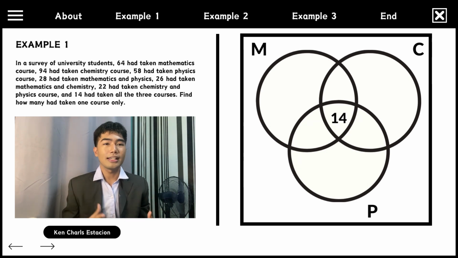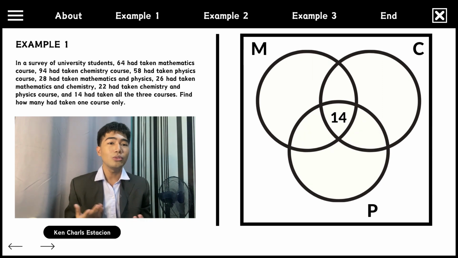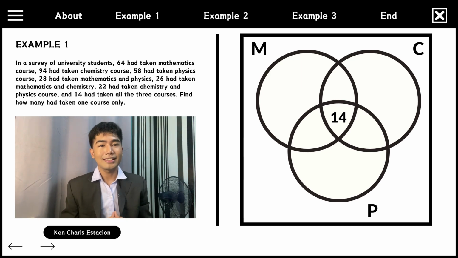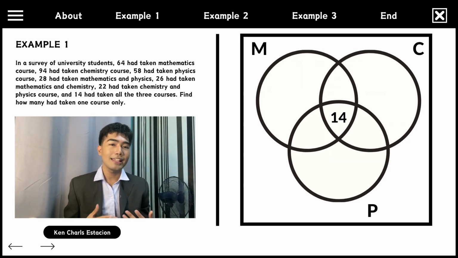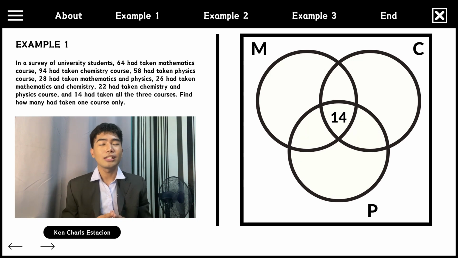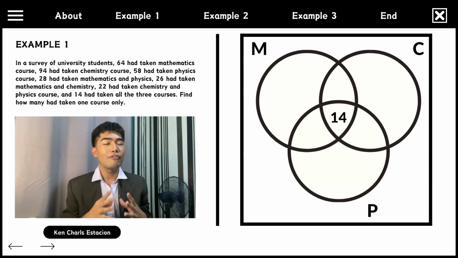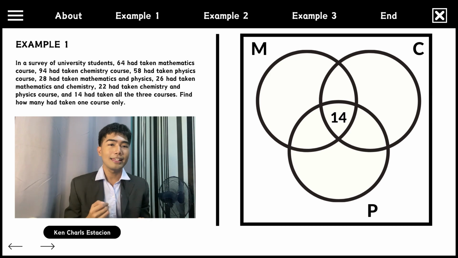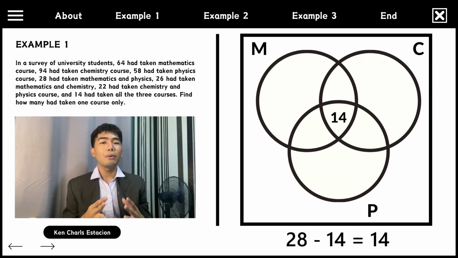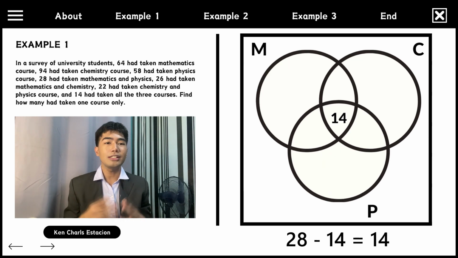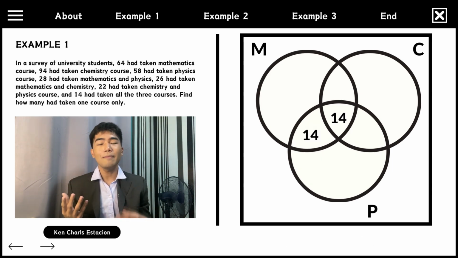Now, to know which students had taken only 2 courses, we find the numbers stating how many students had taken 2 courses from mathematics, chemistry, and physics. The first is 28 people had taken mathematics and physics. It is now time for us to look at the Venn diagram and see where set M and P overlap. Since we already have 14 people taking all of mathematics, physics, and chemistry, we will have to subtract 14 from 28, which equals 14. Now let's put 14 where both M and P overlap.